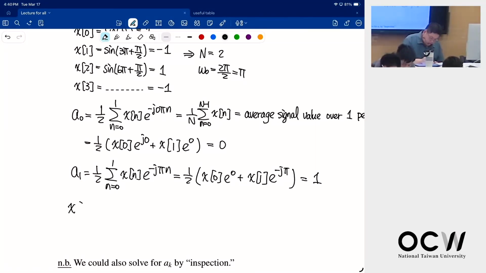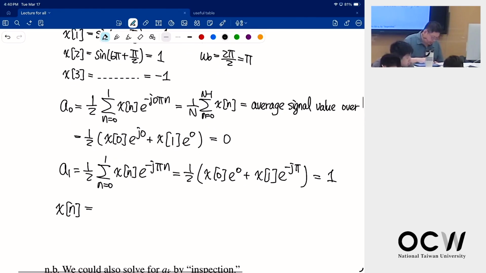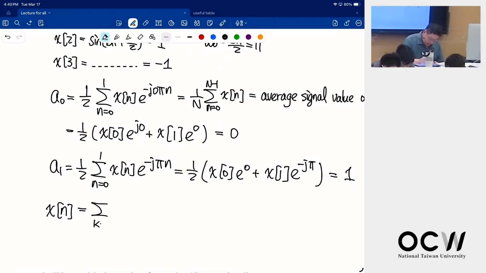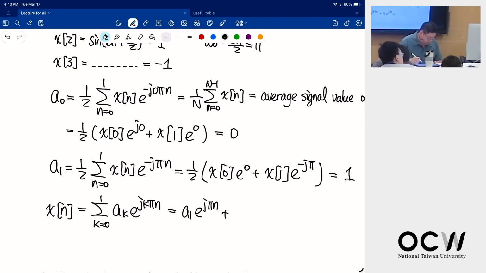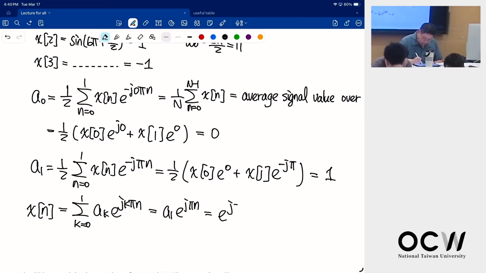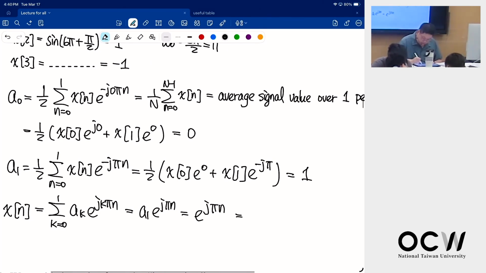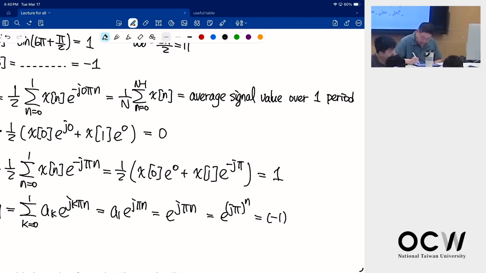So the signal x[n], that's a_k e to the j k pi n, should be a1 e to the j pi n plus, there's no a naught, so this is also equal to e to the j pi n. So e to the pi j to the n, and that's minus 1 to the n.